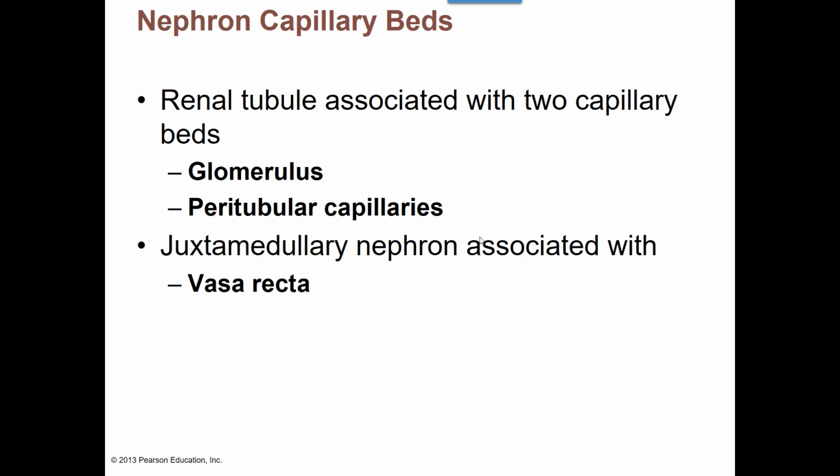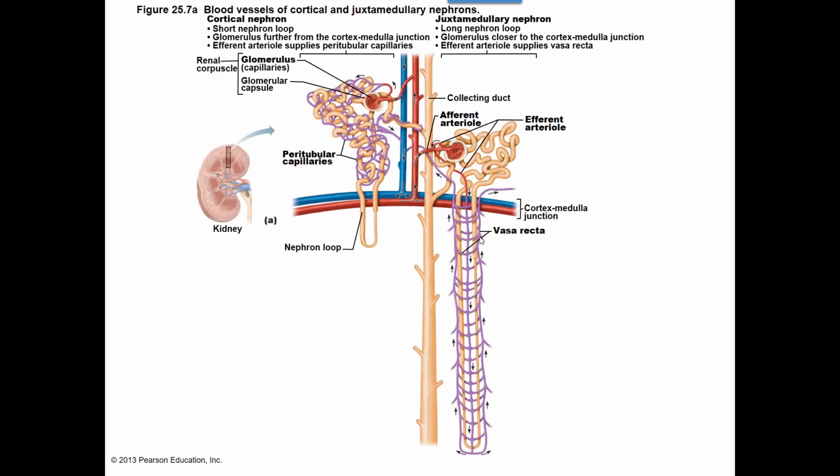Now, the juxtamedullary nephron is also associated with what's known as the vasa recta. These are the vessels that surround that long nephron loop. So here are the peritubular capillaries, again, blood vessels that go around the tubes. And the vasa recta, part of the juxtamedullary nephron. Those capillaries are really going to go around that nephron, so we can secrete lots of things into that urine so that we can make that concentrated urine.